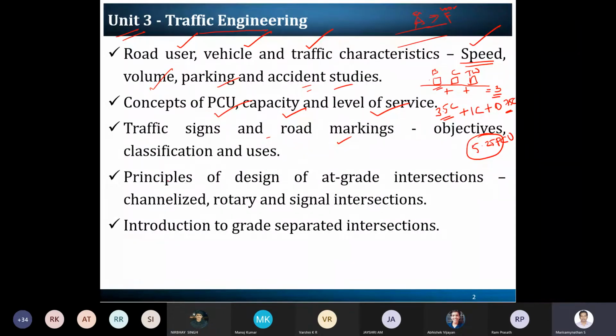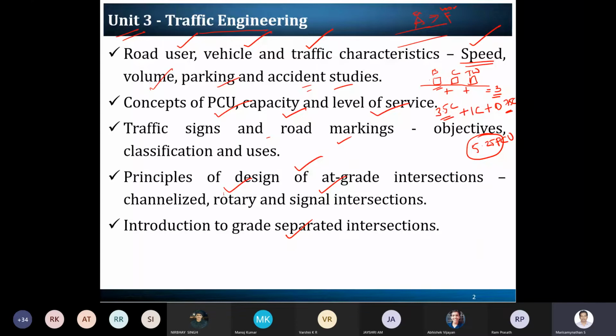The final one is nothing but the various facilities we have provided, like the roundabout, signalized intersections, and the bridges, which is nothing but the grade separated. So what are these facilities? What design principles are involved? What are their advantages and disadvantages? What are the different types? Those fundamentals you are going to study in the last chapter of your third unit.